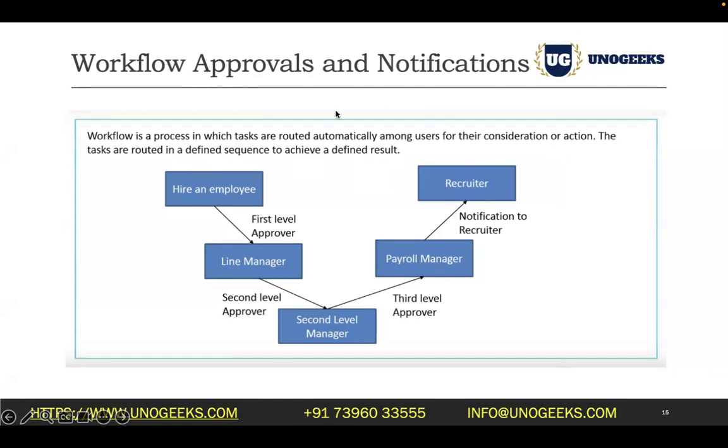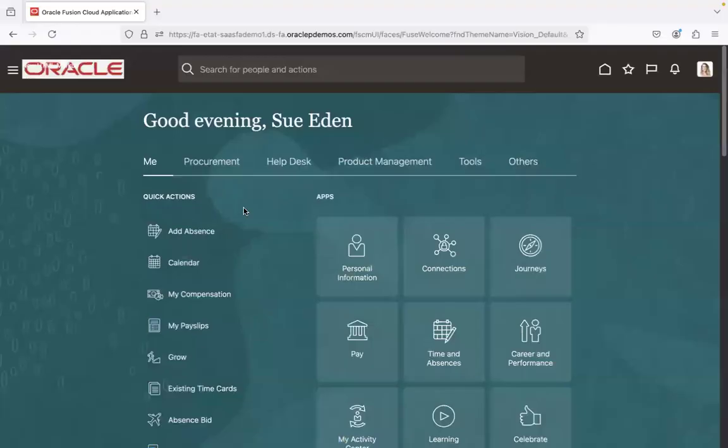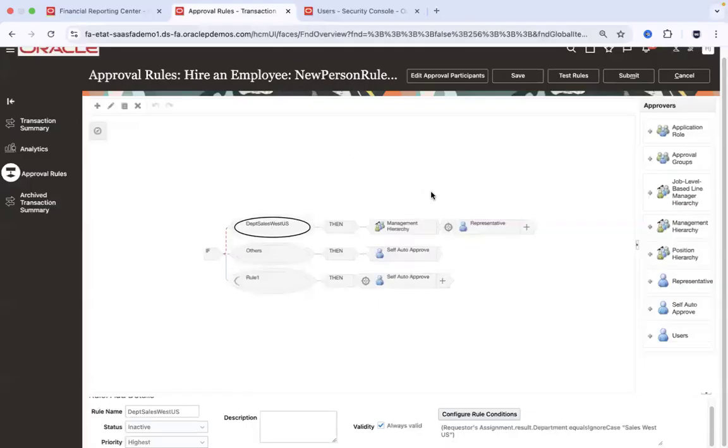But please note that you cannot do any such thing in Fusion Cloud. You cannot pull out the workflow approval out of Fusion Cloud, make changes and put it back. But the only thing that you can do is you can write the rules. You can write the rules for a given business process to determine which transaction has to go through how many levels of approval.